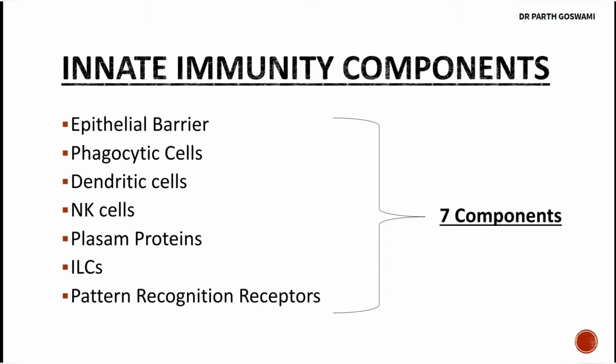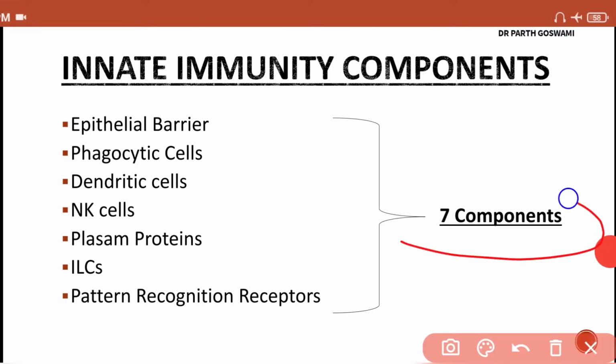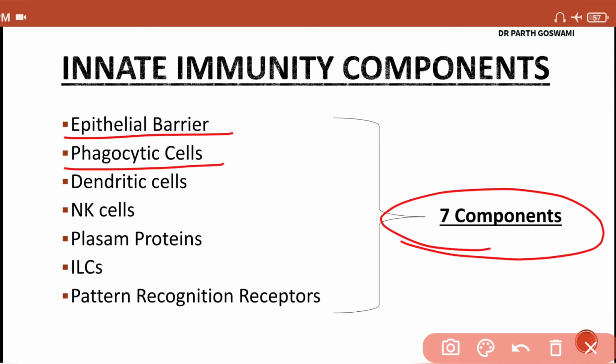You know very well that innate immunity is a natural immunity and a very non-specific immunity. It is the first line defense of our immune system and it doesn't need any antigen exposure. So basically there are 7 components of innate immunity, starting with the epithelial barrier. The first one is the epithelial barrier. Then the second one is phagocytic cells.